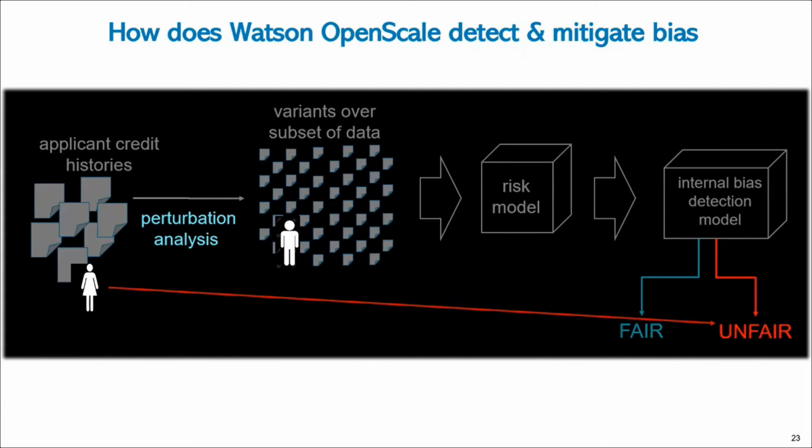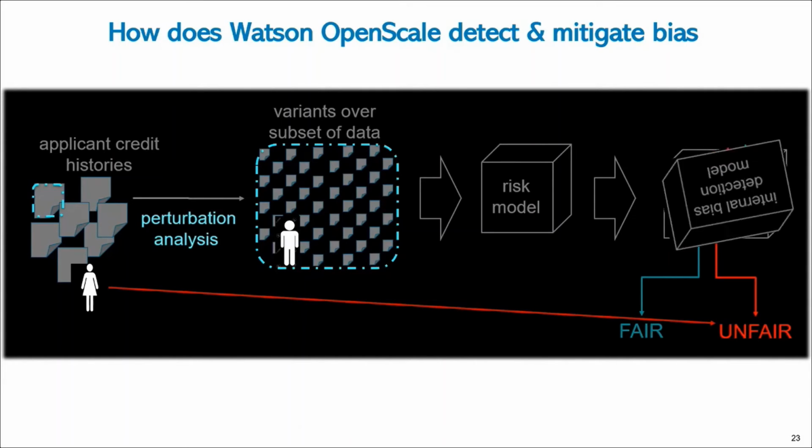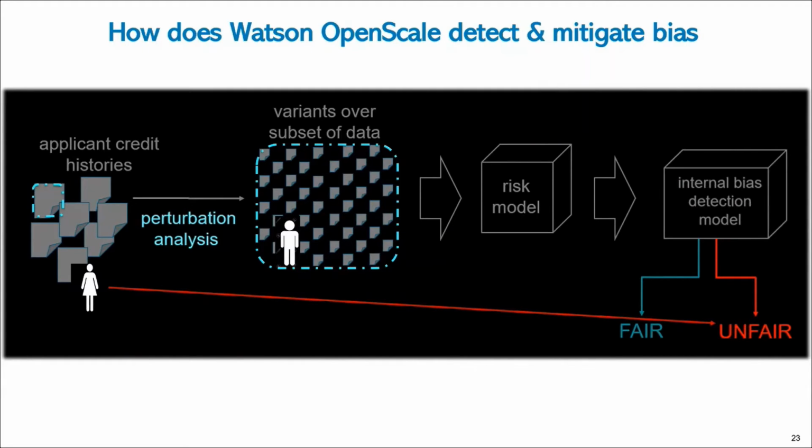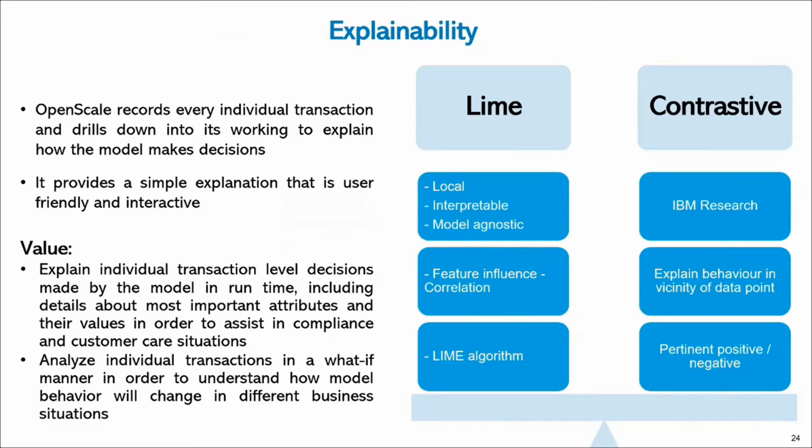Now, using this combination of actual transaction and the perturbed transaction, OpenScale then creates an internal bias detection model, which will be able to look at a payload data and predict whether that payload data is likely to receive a fair outcome or an unfair outcome. And if it is likely to receive an unfair outcome, then debias it automatically and produce that result as well. Let us now move to explainability.